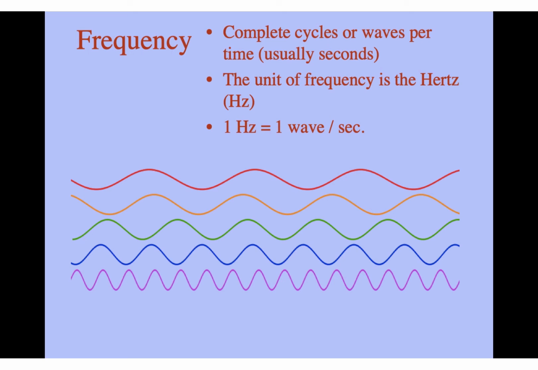Okay, frequency. Frequency is the waves per second. We use seconds because waves are usually traveling pretty fast. The amount of waves that pass per second is called a hertz. So if you have 1 wave per second, that's 1 hertz. If you have 10 waves per second, that's 10 hertz. So it's how many waves pass per second.